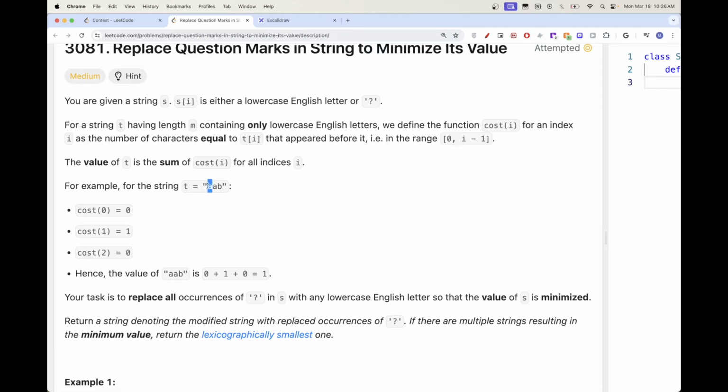So the cost for position 0 is 0 because there is nothing before. The cost for position 1 is 1 because for this letter A, there is one A letter before it. So it's the number of frequencies of the same letter before it. And for position 2, the cost is 0 because there is no B to the left of it. Okay, and so the overall cost is just the sum, which in this case is 1.